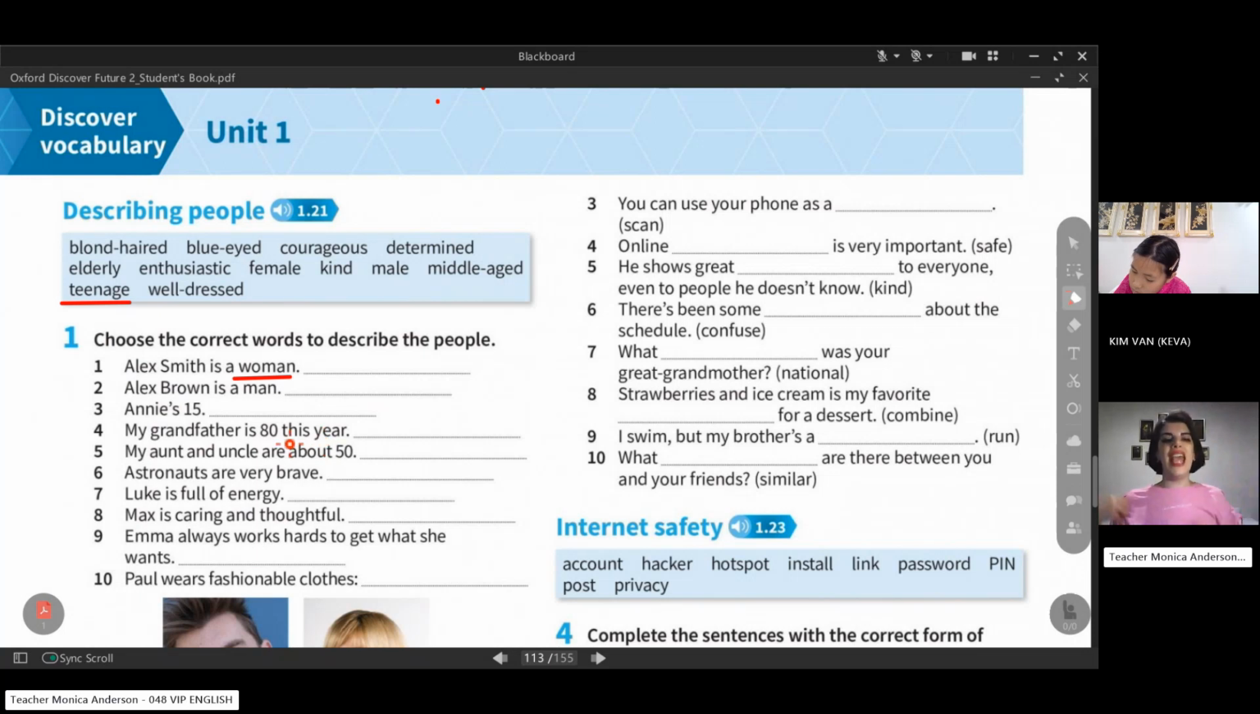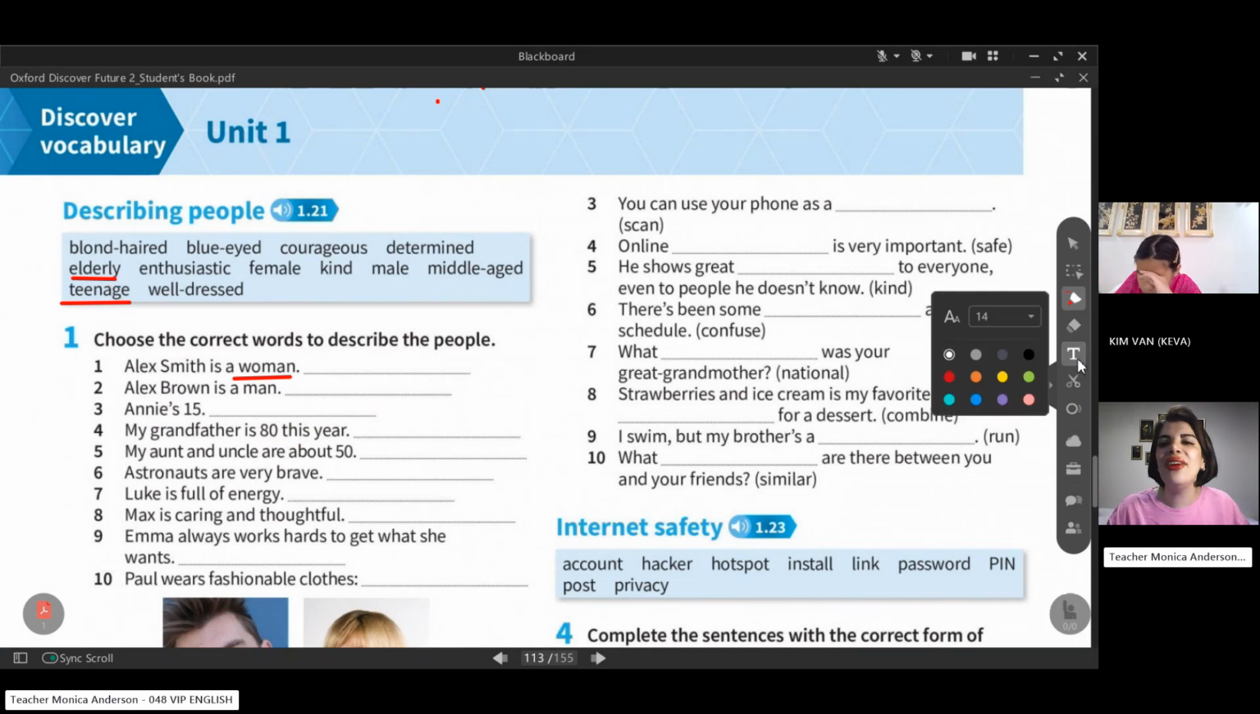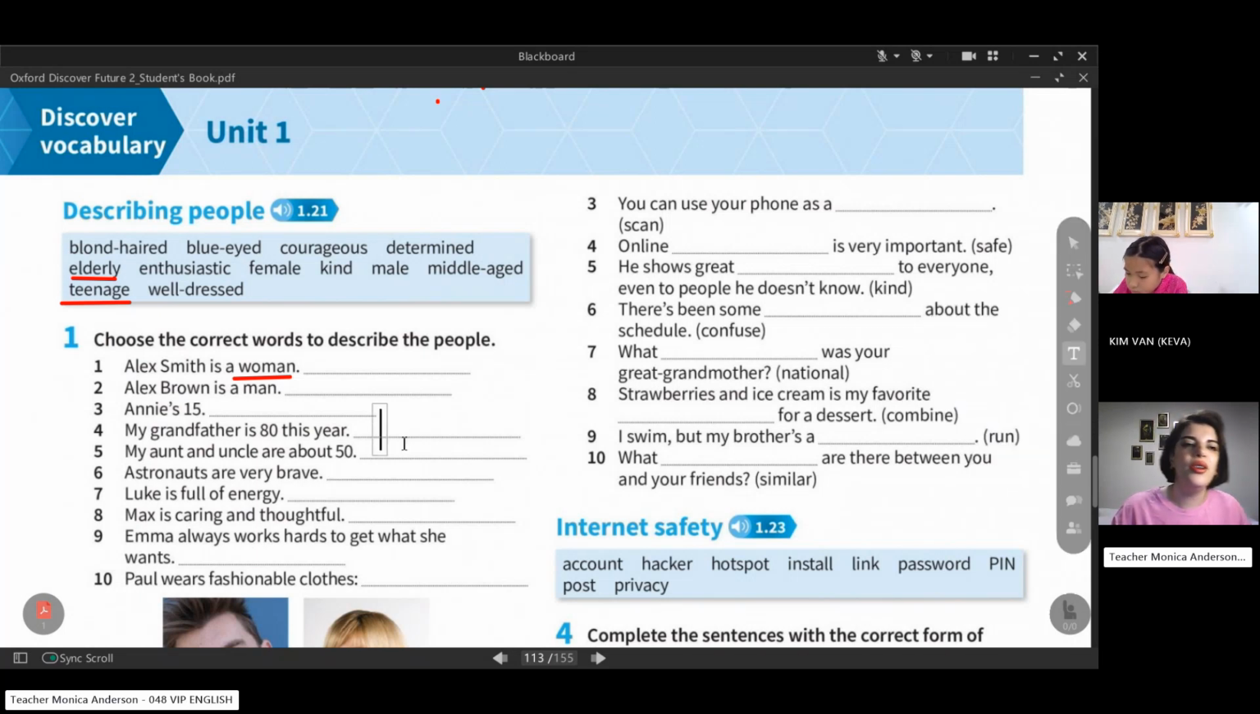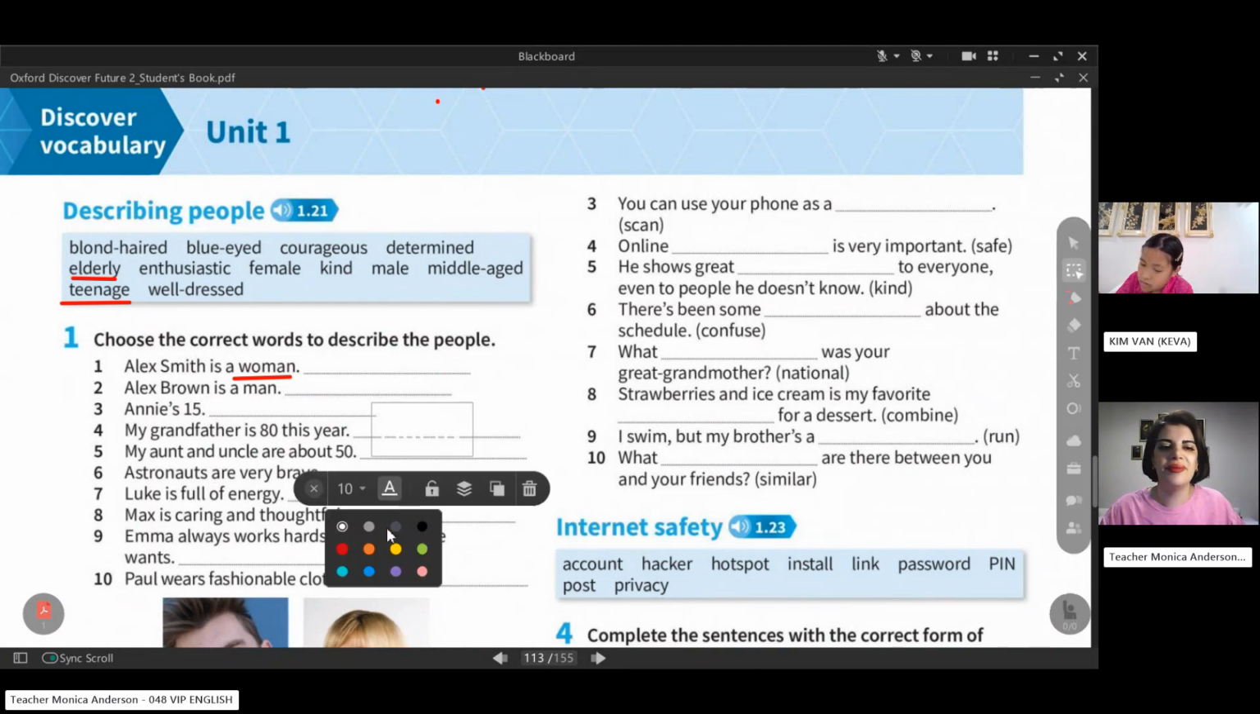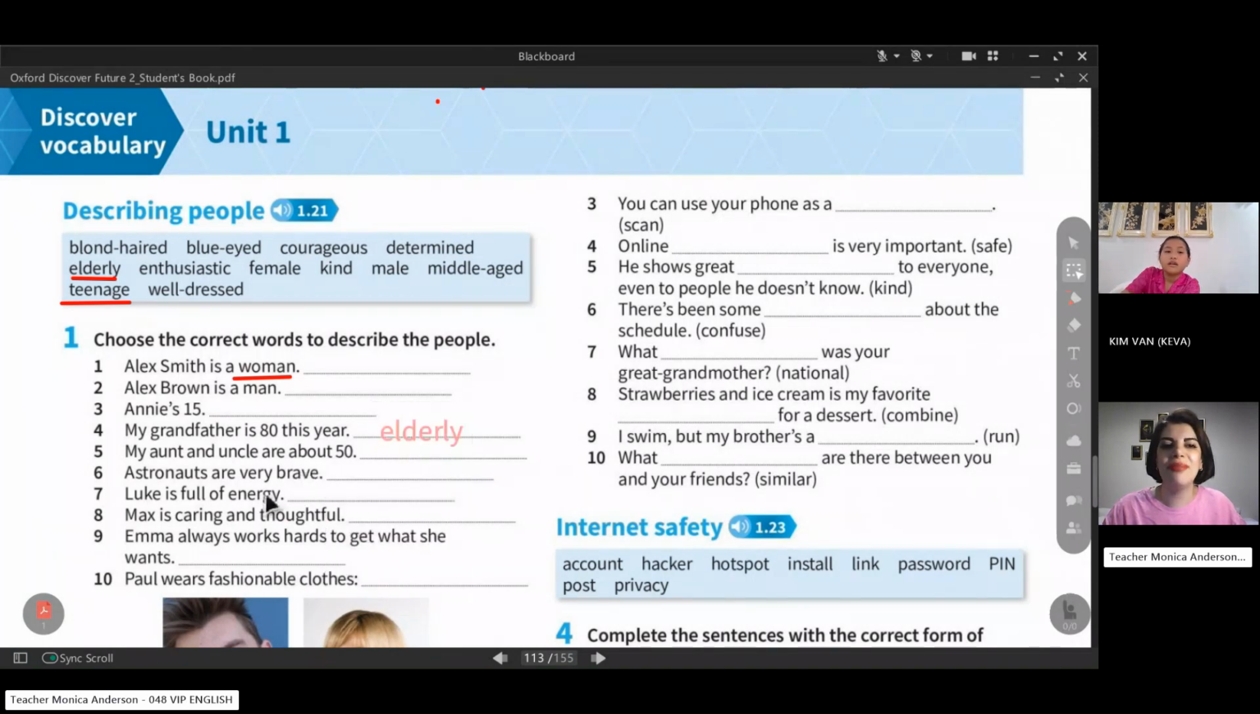So which one? 80, I think old, but the better way to say old, maybe more polite, okay, is to say elderly. Elderly means old, but in a polite way. So, say again, please. My grandfather is elderly. Okay, very good.